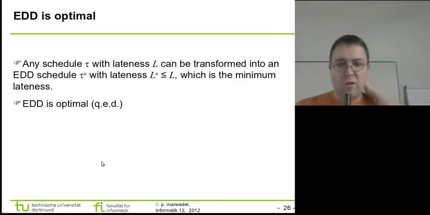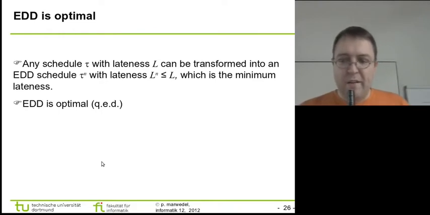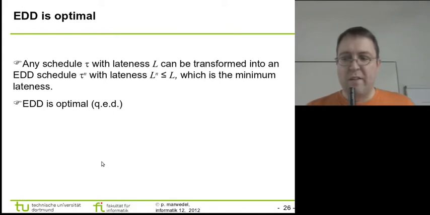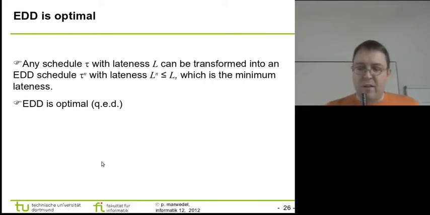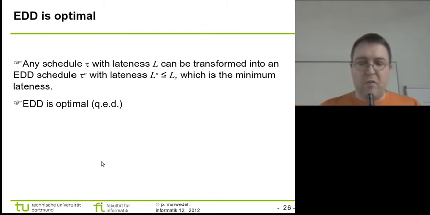Now then we can show that EDD is optimal, because any schedule tau with a lateness L can be transformed into some EDD schedule Tn with some lateness Ln, which is less or equal than L, the original lateness, which is the minimum lateness. And so if we perform all these steps, we get an optimal schedule, and so we know EDD is optimal, and we have proven this.